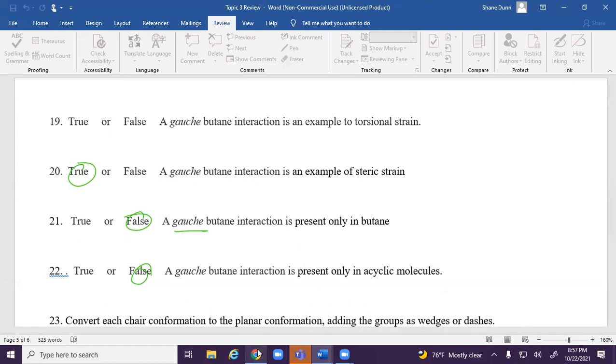What, are all of them false? Oh, technically, I don't like that. So it's false. Gauche butane interaction is only present in acyclic molecules. That's not true. If I were to draw this right here, that's cyclic butane. If I were to view it from this direction, or this direction, or any angle in which two carbons line up, you could still get some Gauche interactions going, correct? So it's able to do it in cyclic and acyclic form. It's available in both.